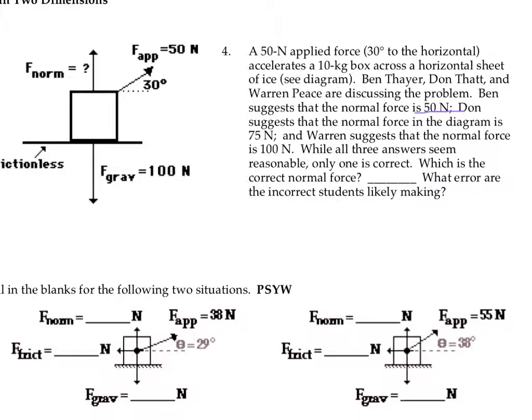For the second part of the worksheet, you have a 50 newtons applied force at 30 degrees to the horizontal. It's just pretty much explaining the picture. The main point is that there are three people, Ben, Don, and Warren, discussing the problem. Ben suggests that the normal force is 50 newtons, Don suggests that the normal force is 75 newtons, and Warren suggests that the normal force is 100 newtons, and they're asking which one's right.